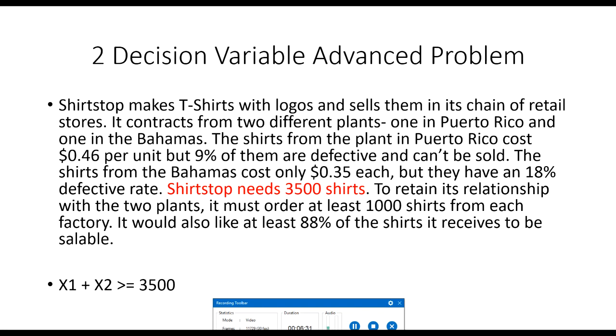Once we do that, we move on to our second constraint. 9% of them are defective from Puerto Rico.